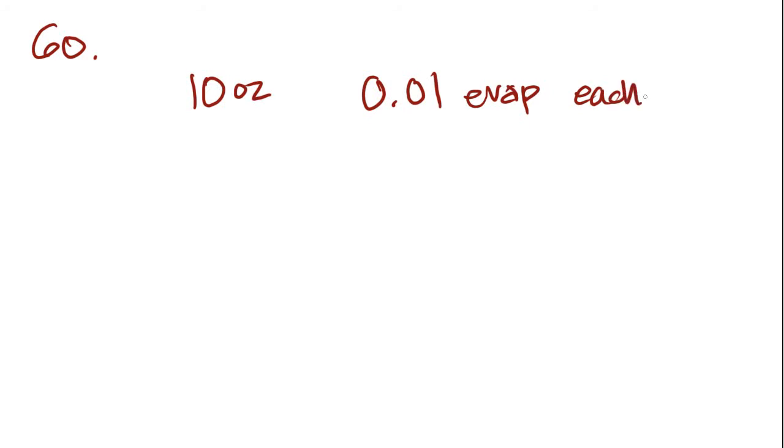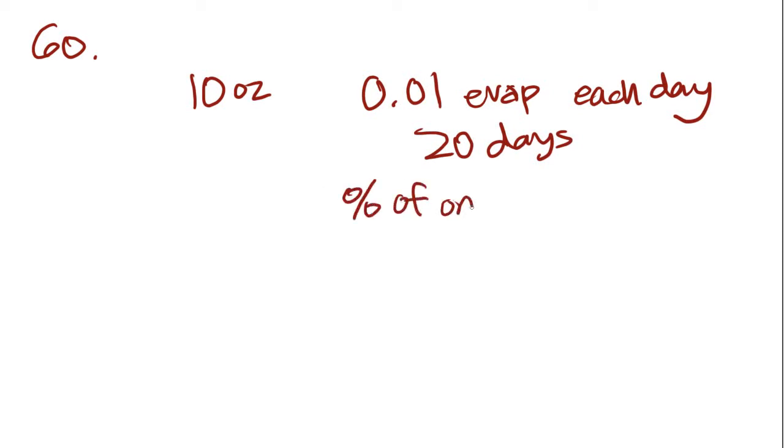Number 60. A glass was filled with 10 ounces of water, and 0.01 ounce of that water evaporated each day. So 0.01 evaporates each day during a 20-day period. What percent of the original amount of water evaporated during this period? So we're looking for percentage of original amount evaporated.